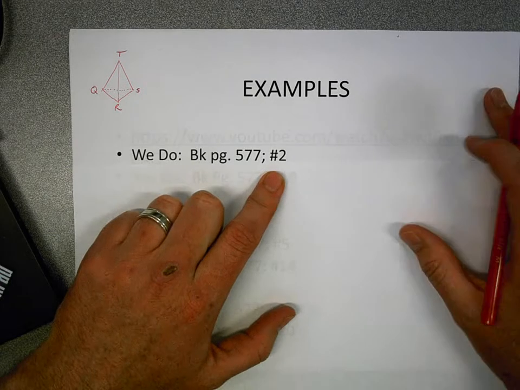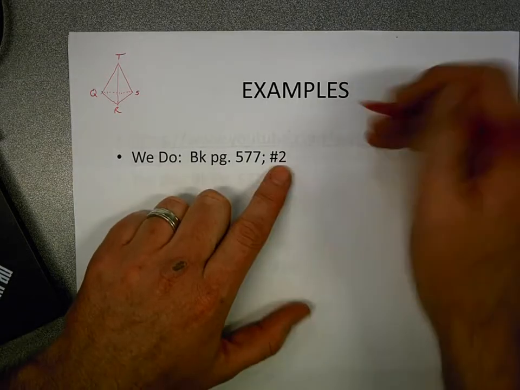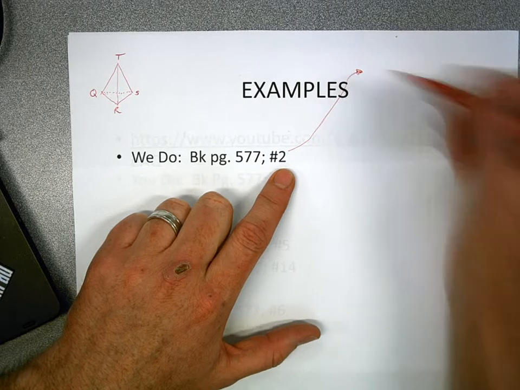For number 2, if you take a look, it says identify each figure, name the bases, the faces, the edges, and the vertices, then identify a pair of skew lines. It's a lot to go into this. All right, so here we go. By the way, I'm not looking forward to correcting this homework assignment. All right, here we go.